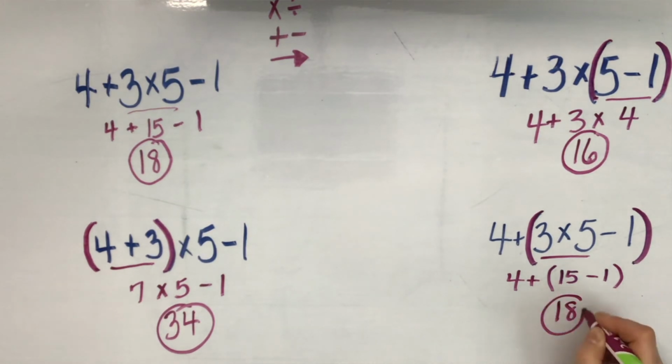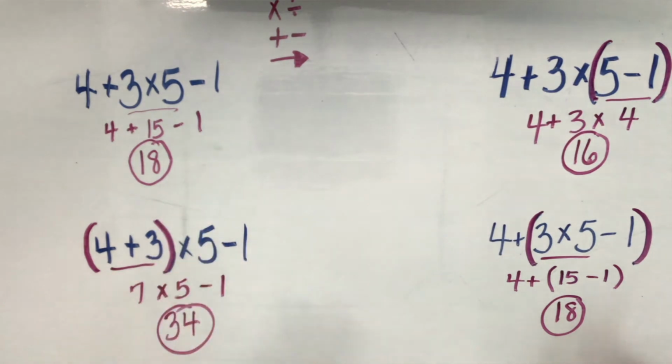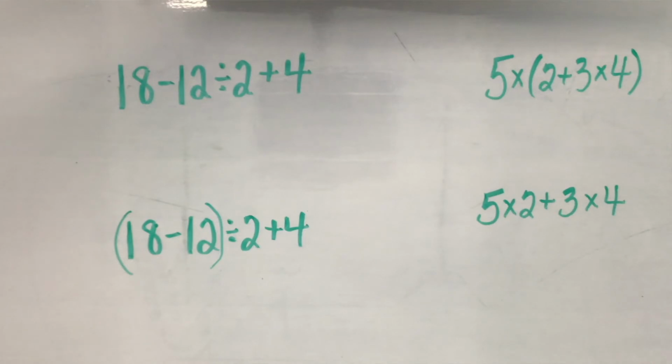So you can see, even with all the same 4 numbers and the same 3 operations, I can get different answers. Well, actually, these are both still 18. I can get multiple different answers based on the order I do the operations in. Okay, now it's your turn. Pause the video, try these questions, and then come back and check your answers.